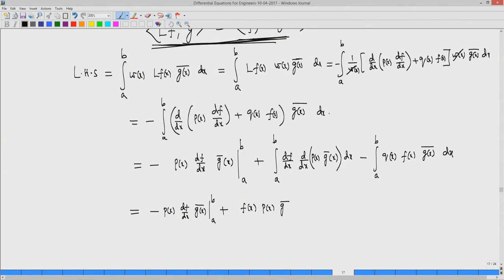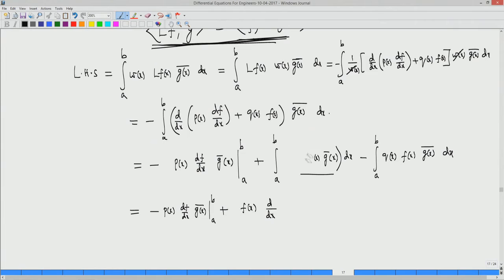This is what you have, the first integration by parts. Now, you take this as one function and this as another function. If you do this, what you get is f(x) and the derivative, d/dx of p(x)... just a minute, I think I made a mistake. This is what is p(x) df/dx g bar. Yeah, I think this is a mistake.